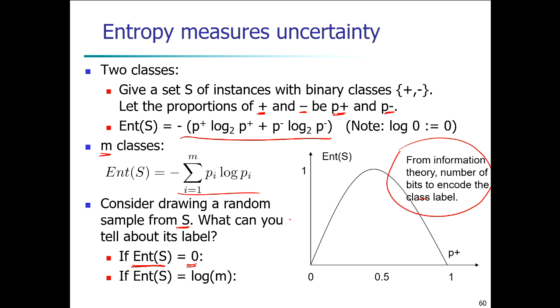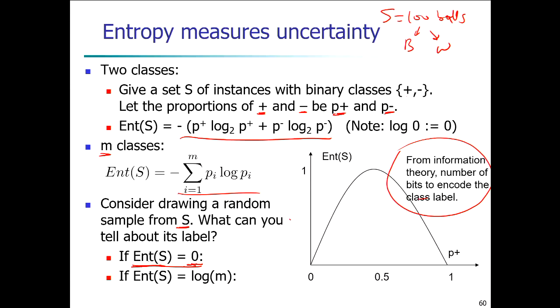So if S is 100 balls, and entropy is close to 0, it means all of them are black or all of them are white. Or let's say I tell you that 99 of the balls are white and one of the balls is black. If I randomly draw a ball from the box, which label would you predict? I think everybody will predict white, because the odds are 99 versus 1.